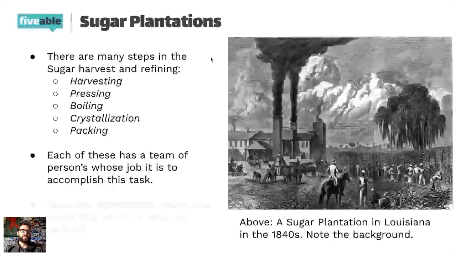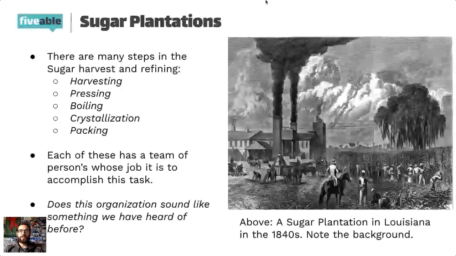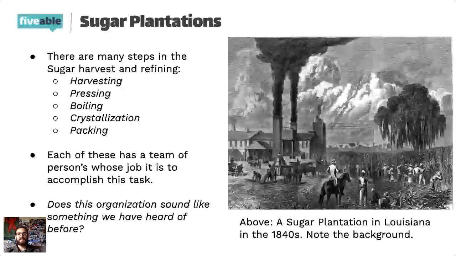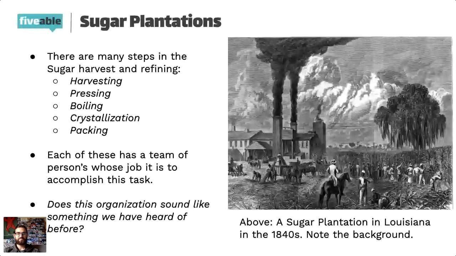And so my question is, does this sort of organization sound familiar? Right, we have teams of people, each one doing a very specific job, and only that specific job, in order to make something faster. I'm seeing division of labor, specialization of labor, the factory, the assembly lines, specialization. Yeah. This sounds a lot like some stuff from the Industrial Revolution, doesn't it?